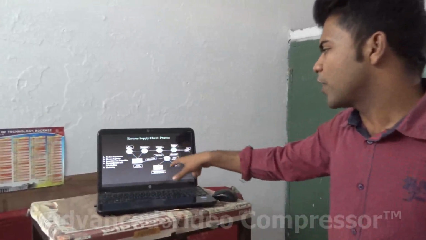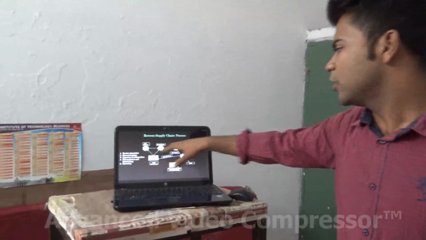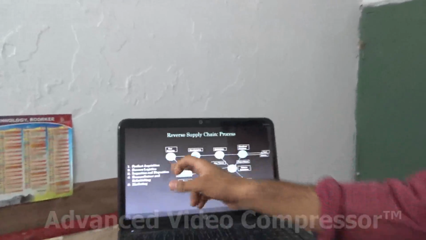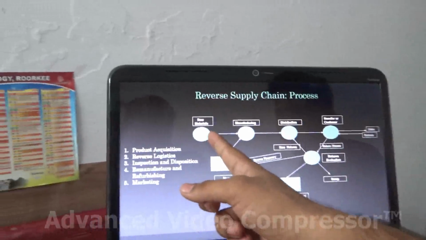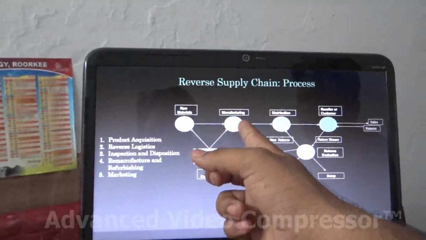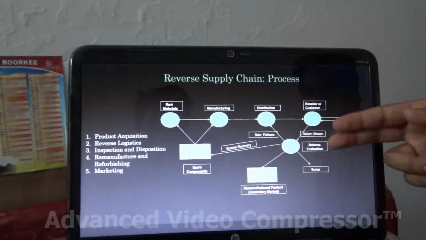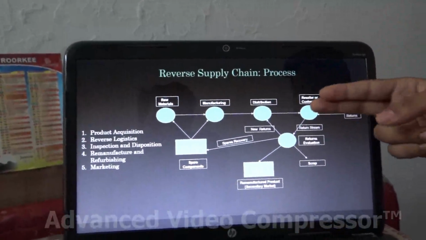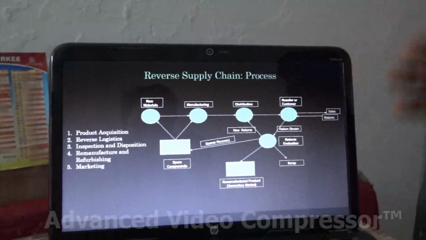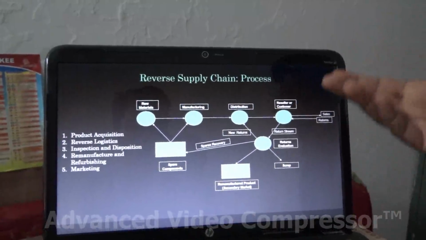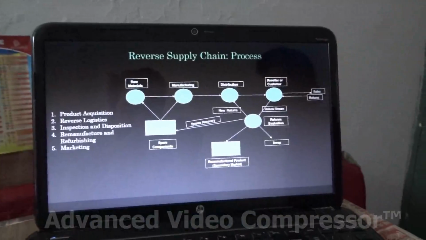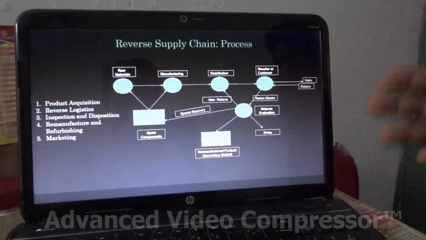So now let's look at this chart and summarize the process of forward and reverse supply chain. In forward supply chain, we see that raw materials are manufactured into products which are distributed to distributors, and from there they go to retailer and customer. The products are sold, returns are obtained. Then there are some products which are returned by customer after some time, or some products which are already defective and returned by customers on the spot.